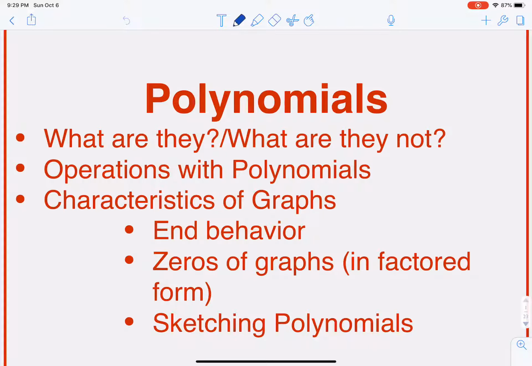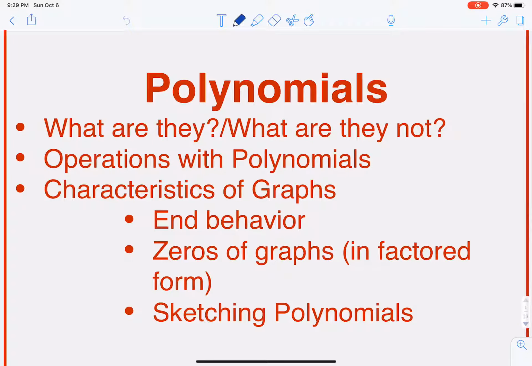And then we'll get into some characteristics of their graphs, talking about end behavior, the zeros of the graph. So we'll stick with this week talking about things that are in factored form, and we'll sketch polynomials that are in factored form. And then moving forward, we'll do some work with our graphing calculator.